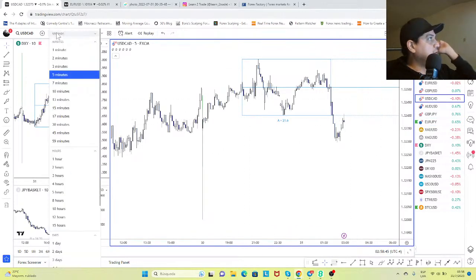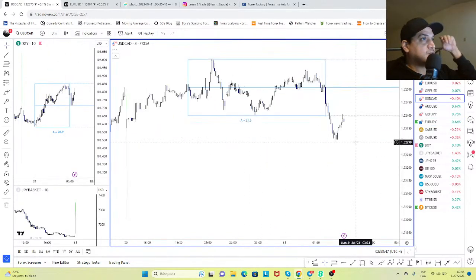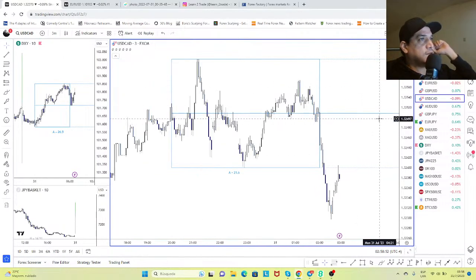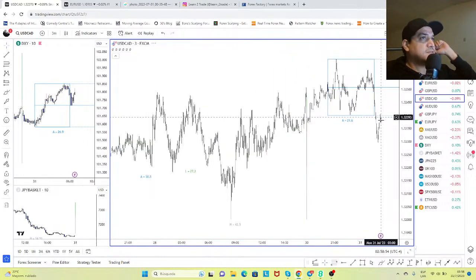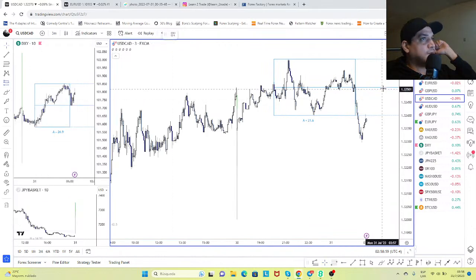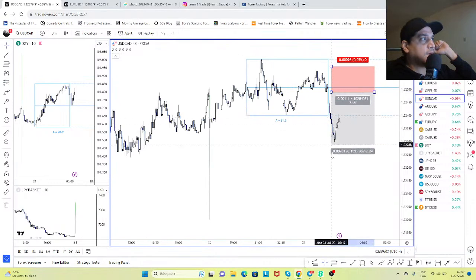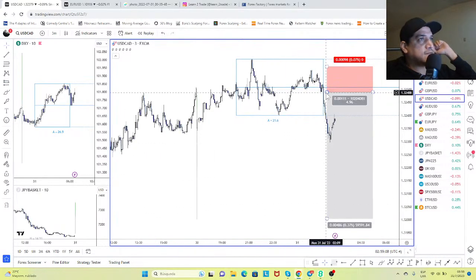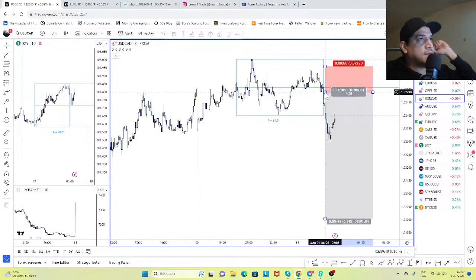All right, USD CAD possible trade here too. Very nice actually. So let's see if we can get that USD CAD short. This is actually not that bad of a setup. I'll be placing that one.